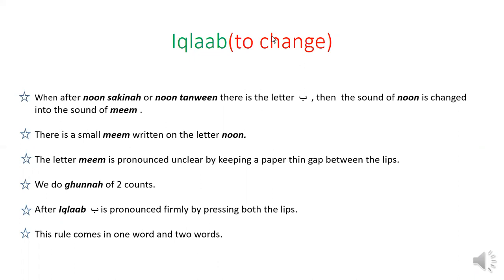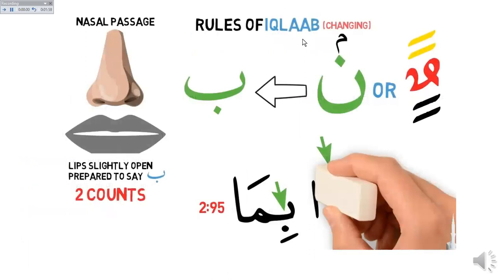And after doing Iqlab, we have to pronounce Ba firmly by pressing both our lips together. And the letter Meen will be pronounced unclear by keeping a paper thin gap between the lips. This rule comes in 1 word or 2 words. The rules of Iqlab are nasal passage, lips slightly open, prepare to say Ba, 2 counts of Gunna.